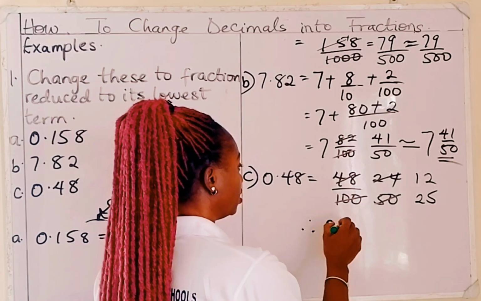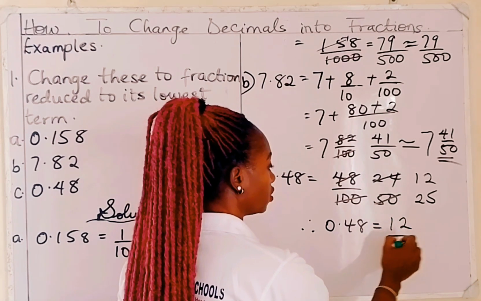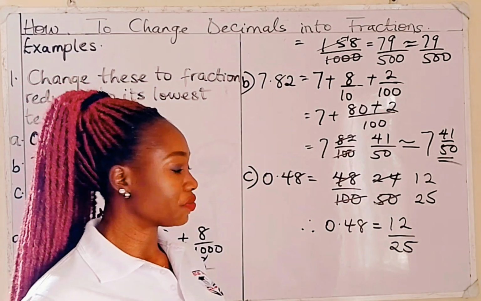Therefore, 0.48 equals what? Or is equivalent to 12 over 25. And this is the final answer.